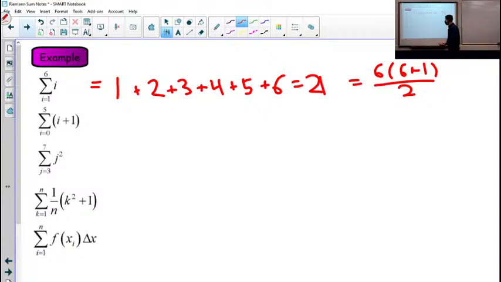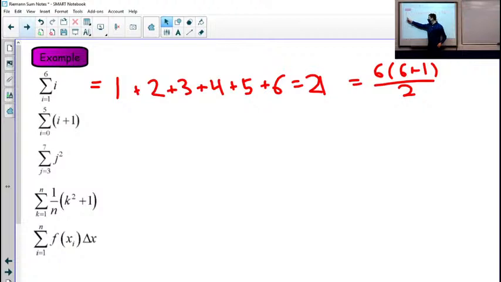So I want you to take 2 minutes and see if you can think about what these next two are going to be. Notice that neither of them start at 1 this time. And so the first number you're plugging in for i and j is not 1. So for that third one, there should be 5 terms that you're adding together.